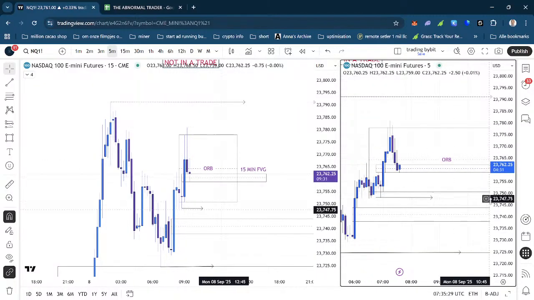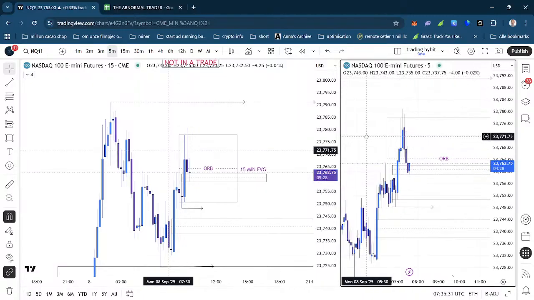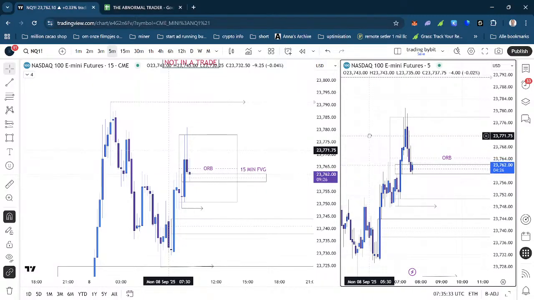I love markets, but markets can sometimes be very slow too.